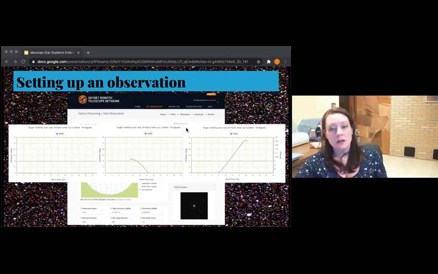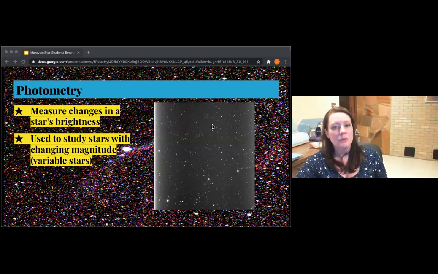And so you would set all that up to run. And if everything works out perfectly, you might get a nice image like this that you could then analyze. And so we were using a technique that's called photometry, which basically measures changes in a star's brightness, and it's used to study stars with changing magnitude. Those are usually referred to as variable stars. I'm going to first tell you about the process of photometry, and then I'll tell you a bit about the variable stars that we can actually study with this technique called photometry.